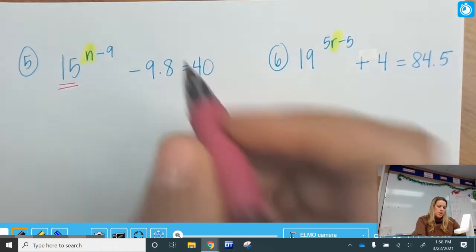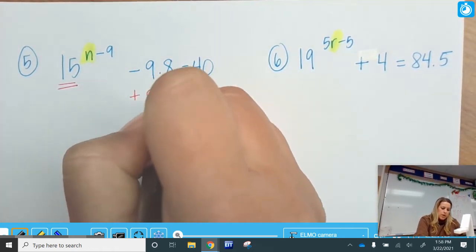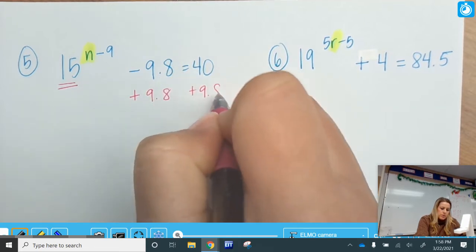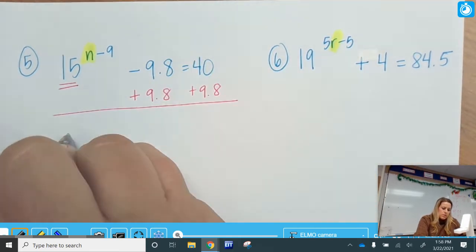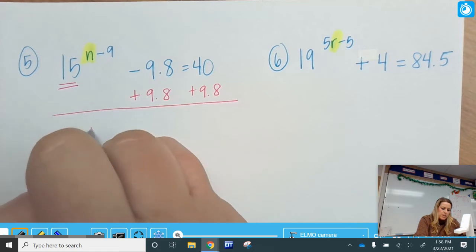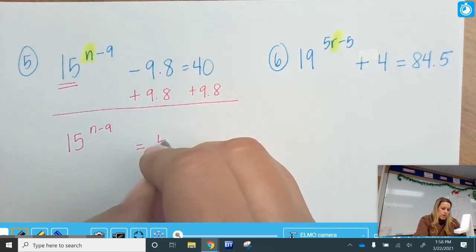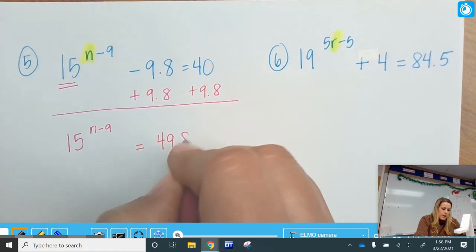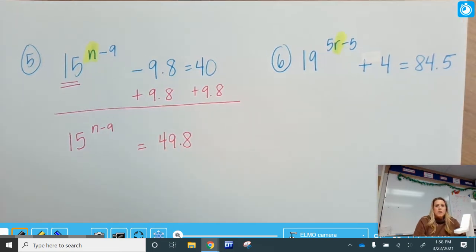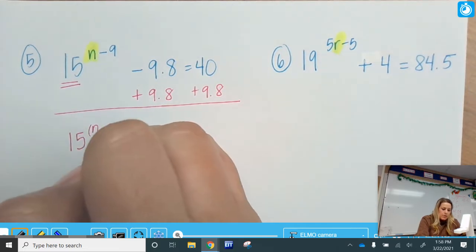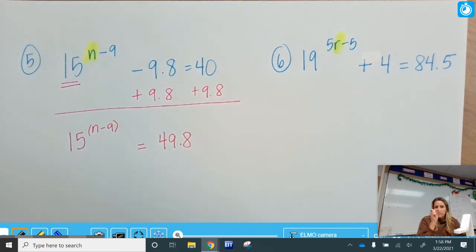So the first thing I'm going to do is get rid of the 9.8 by adding it to both sides. Okay, so I'm going to still have 15 raised to the n minus 9 power equals, then we add those together, we get 49.8. Okay, so the next thing I'm going to do, now because I've got my variable and my exponent by itself with this number here, I can't take common bases, so I'm going to take the log of both sides, just like we were doing before.